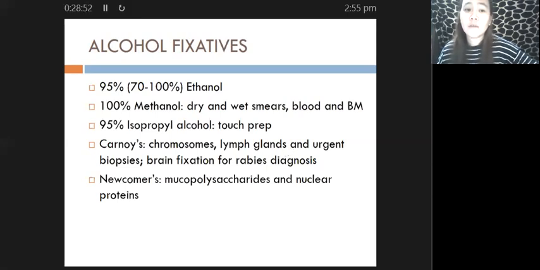What are the different alcohol fixatives that we can use in the laboratory? We can make use of 95% ethanol. In some other references, it is 70 to 100% ethanol. Your ethanol is utilized as a simple fixative.